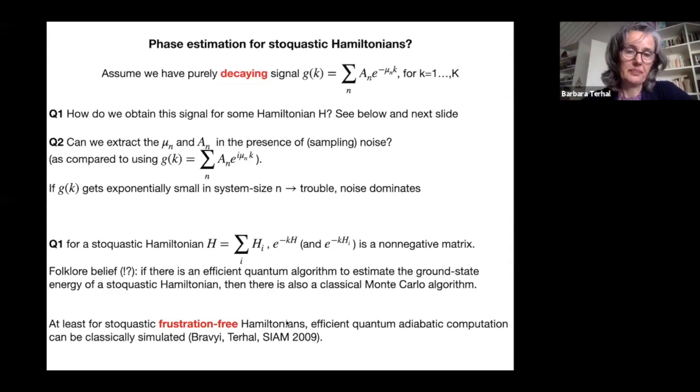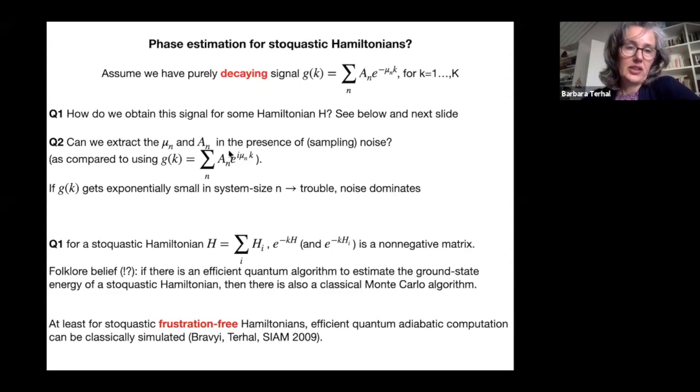Let me say it this way. For frustration-free Hamiltonians, we know a little bit more. Okay, so that's a question about ground states. But I'm not actually only interested in ground states. I was also interested in the energy of excited states. And what I really want to ask is, let's assume that instead of this complex oscillatory signal, I have a purely decaying signal. And again, the u and N are the eigenvalues of a stochastic Hamiltonian. Now you can ask, well, great, but how do I get this signal?